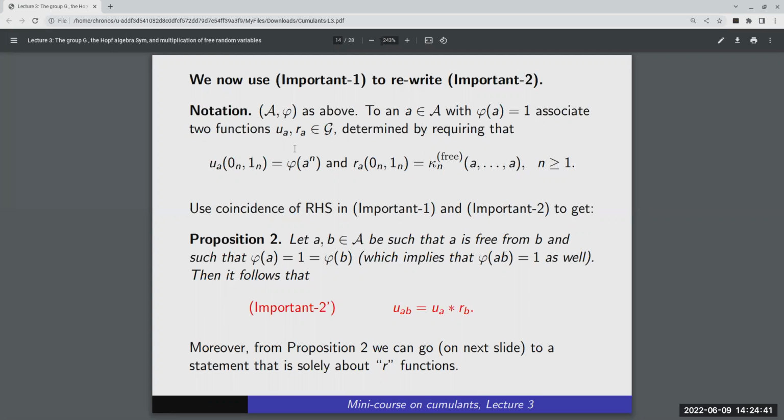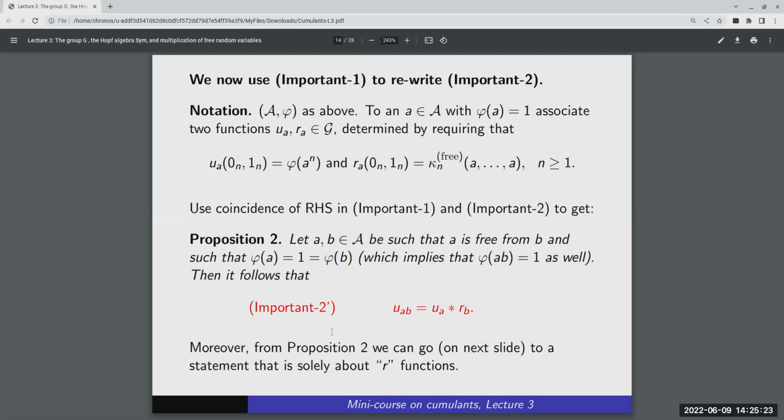Remember, the functions in G are determined by prescribing them on the interval 0 to 1n, and you can do that whichever way you like. So we like to do it this way: U sub a is with moments, R sub a is with free cumulants. Then if you go back to important 1 and compare it to important 2, and use the fact that they had the same right hand side, but important 1 had some convolution, important 2 had some moments, you get a very nice concise rephrasing of important 2.